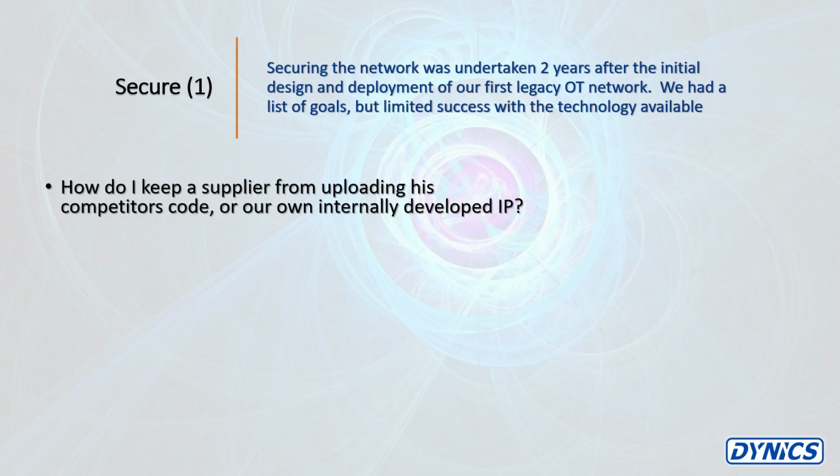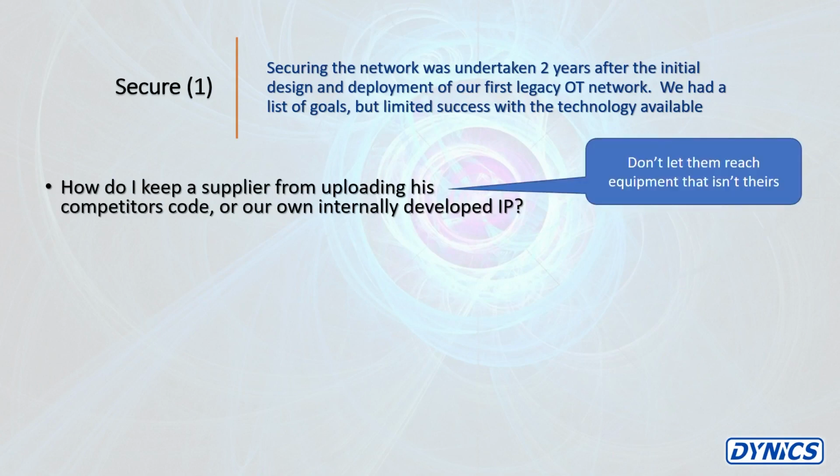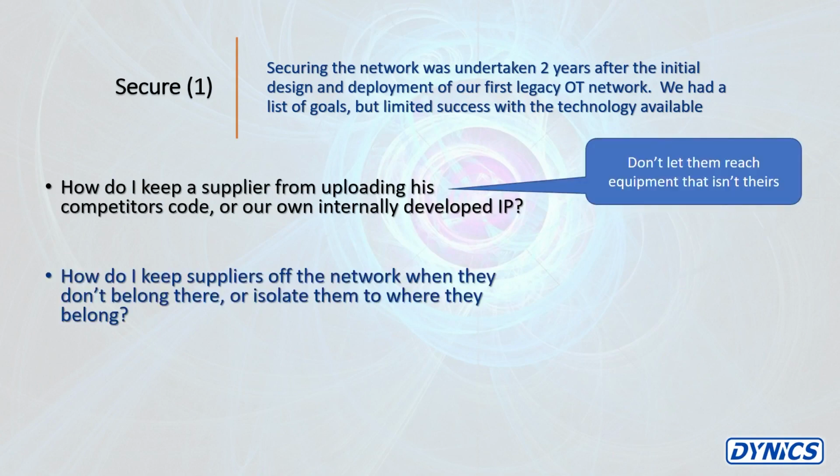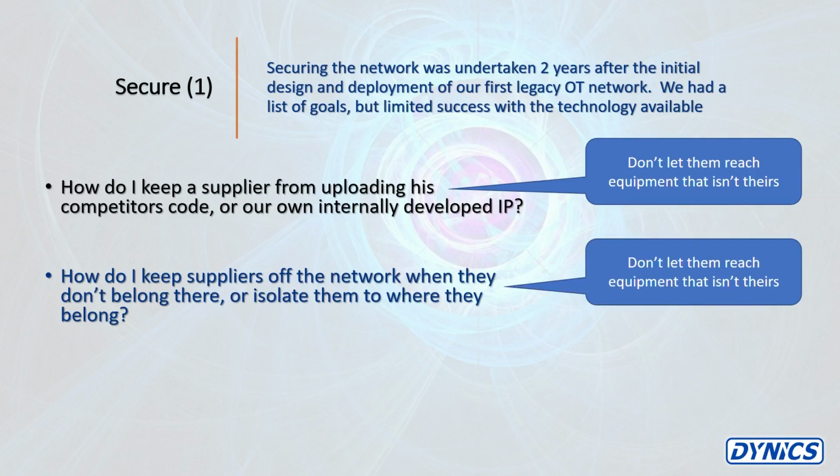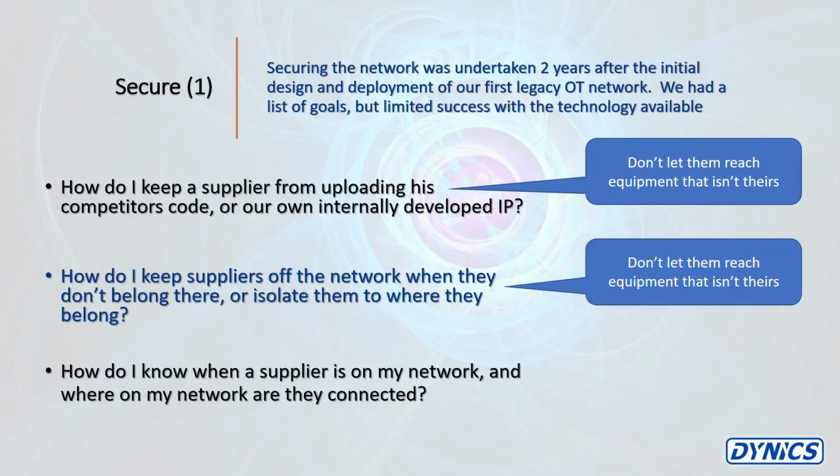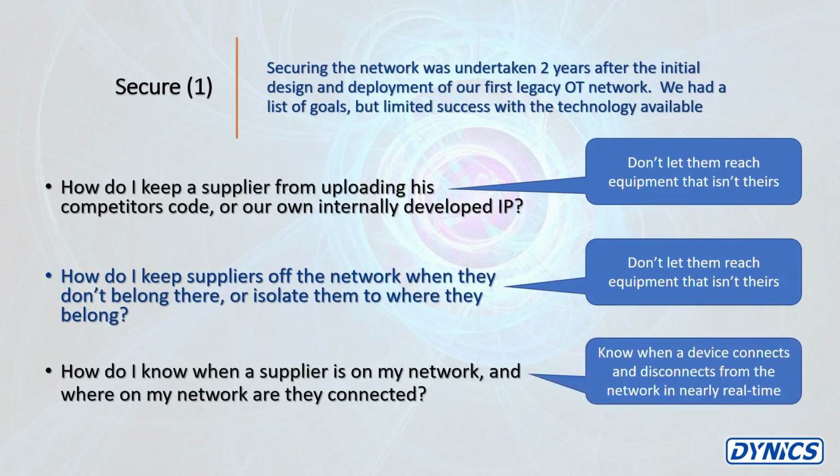How do I keep people from getting our IP? Don't let them get to the equipment that's not theirs. How do I keep them off the network when they don't belong there? Don't let them on the network. They're going to plug their laptop into any port of any switch, and if they're not allowed on the network, that packet goes right out the window. They can't get there from here. But I'll get an immediate notification telling me somebody on this port of this switch with this laptop just plugged in. How do I know when a supplier is on my network and where they're connected? I will know, again, where they plugged in, what they're doing, and what protocols they're trying to use.